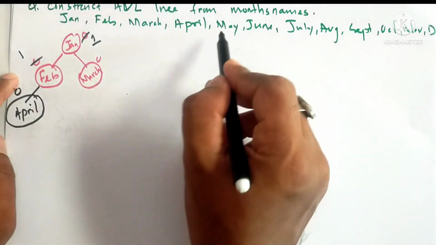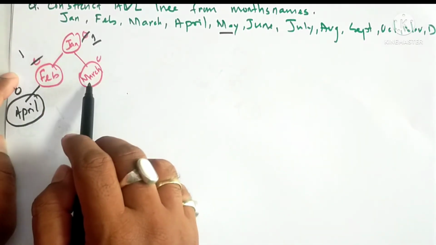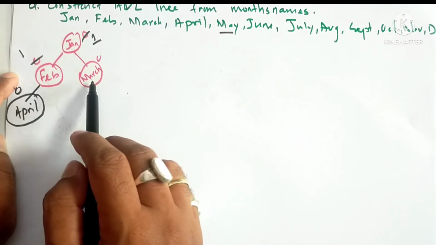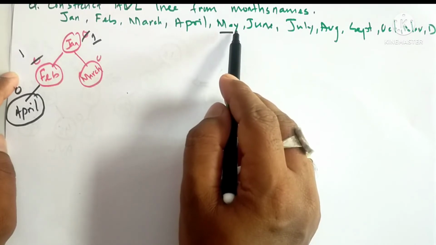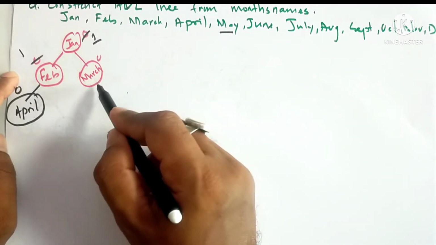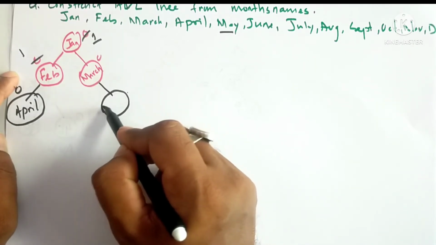So we can insert the next element, that is May. M is greater than J, so you go to this side. March, so here is M, A, R and here is Y. Y is greater than R, so we will place May here as the right child.